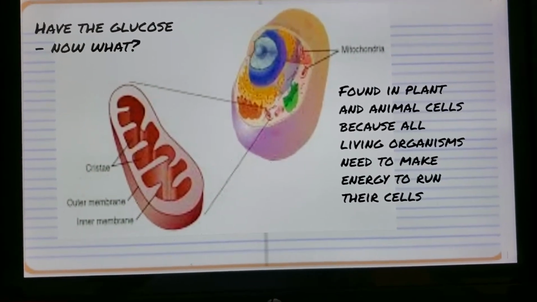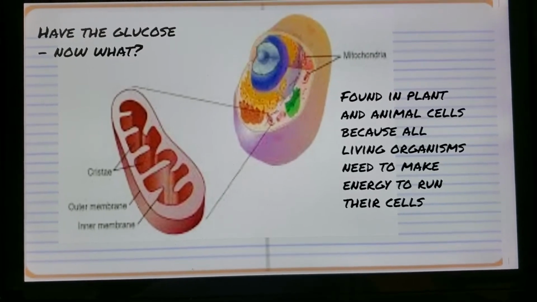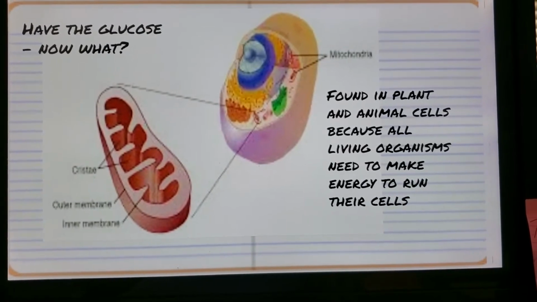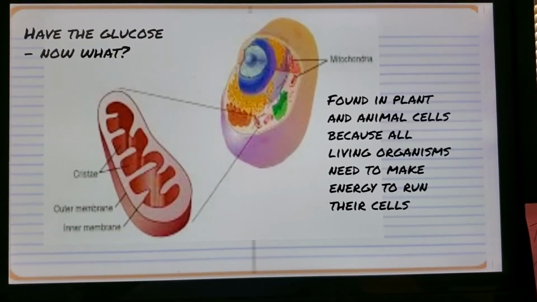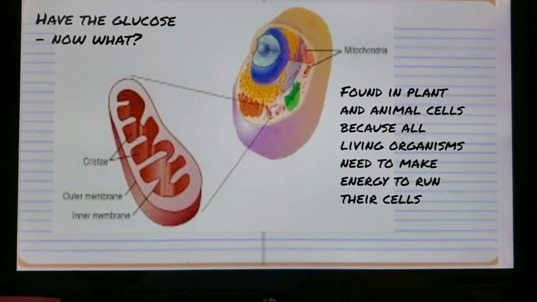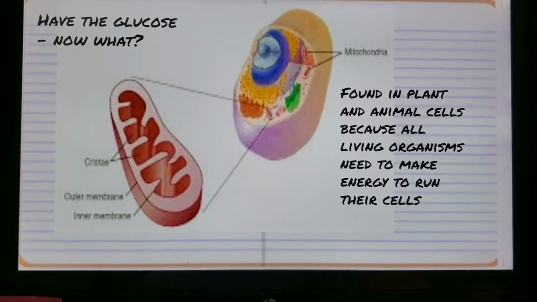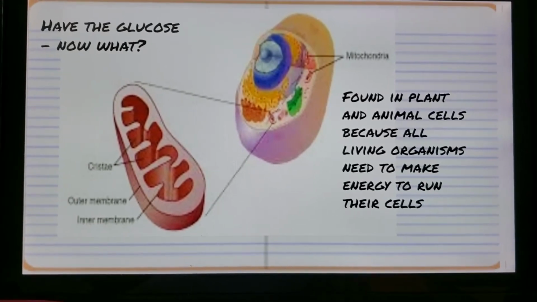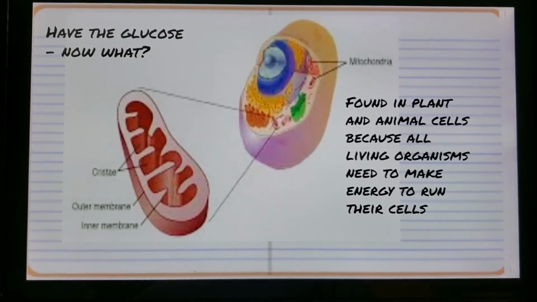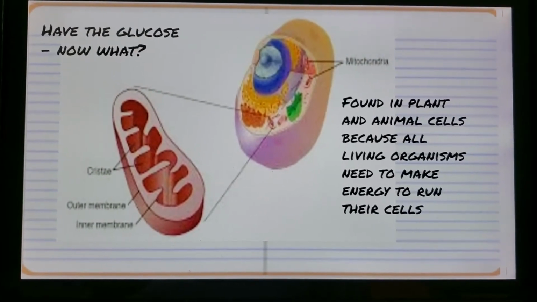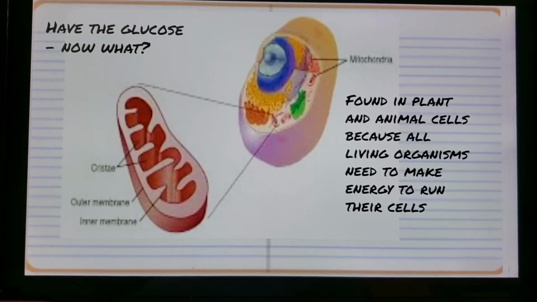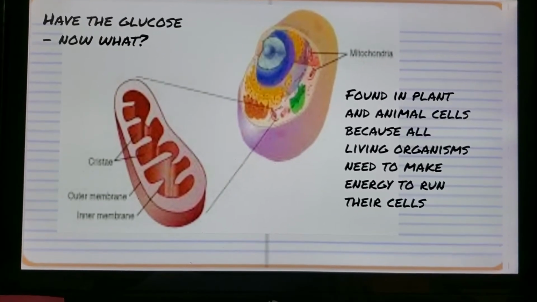Again, mitochondria are found in both plant and animal cells. In plant cells, they make the glucose, then they bust up their own glucose. Animals, we eat the glucose, and then we bust up the glucose. But in either case, it happens in the mitochondria. And we find mitochondria in all cells because all living organisms need energy to be able to run their cells.